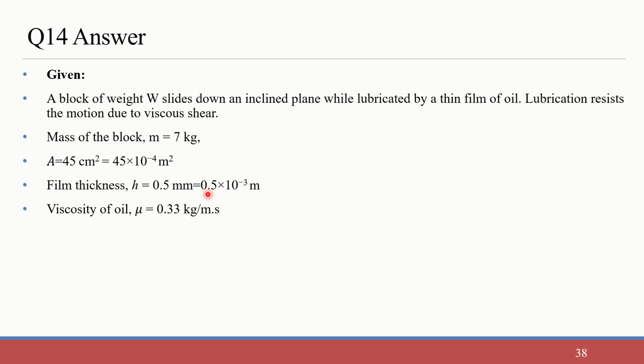And viscosity of the oil is 0.33 kg per meter second. Density of oil is 900 kg per meter cube. And g is 9.81 meter per second square. Inclination angle is 31 degree.